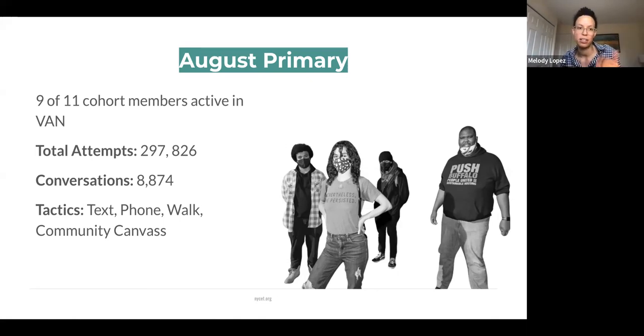So that's reflected in the total number of attempts. You'll see that in June it was more than 500,000 attempts, and now in August it was far fewer. I think there were two reasons for that. One is the reality of having to scramble to put something together really, really quickly.